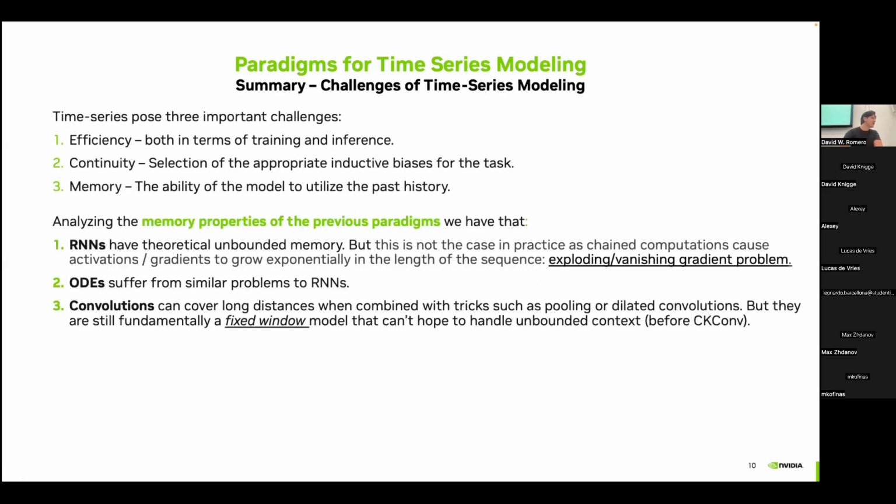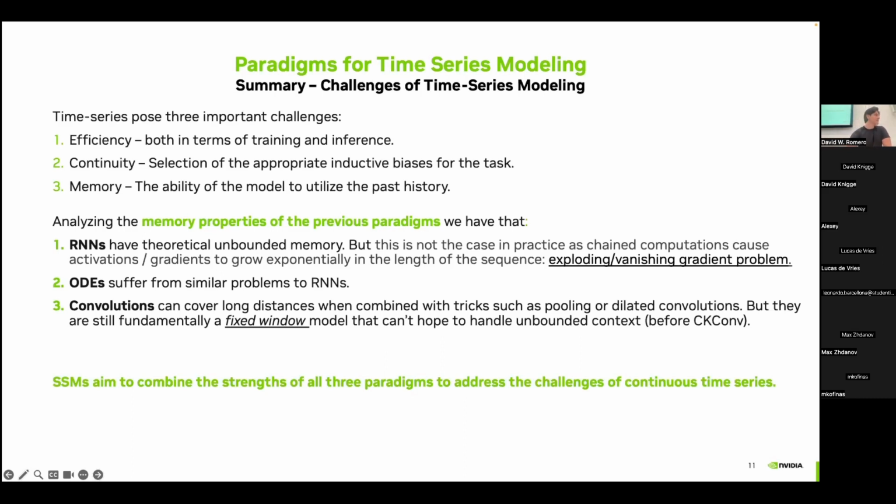Right. So what do we have? We have RNNs, which have a theoretical unbounded memory, but in practice, we are always going to see that that's not the case. We have ODEs, which suffer from problems similar to RNNs. By the way, they are also both not really efficient. And then we have convolutions, which are parallelizable, and they behave well. But the problem is that they're fundamentally a fixed window model, right? You need to define how big your kernels are going to be. And so they have bounded context, sorry. We're going to change that at some point, but in principle, this is what we have.